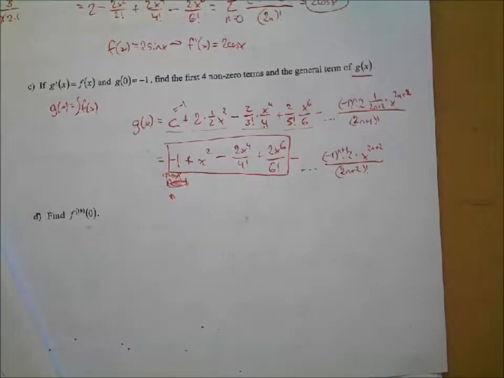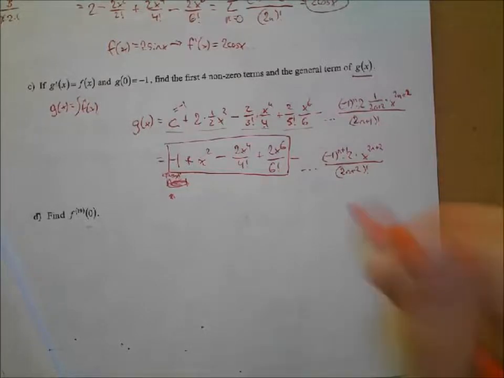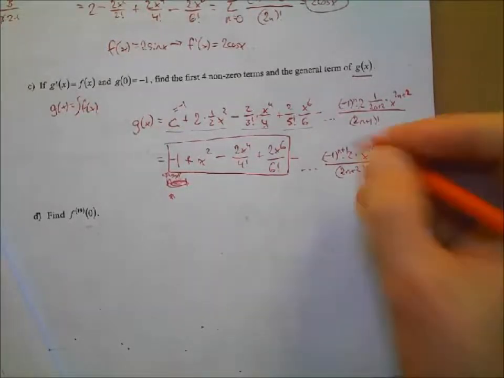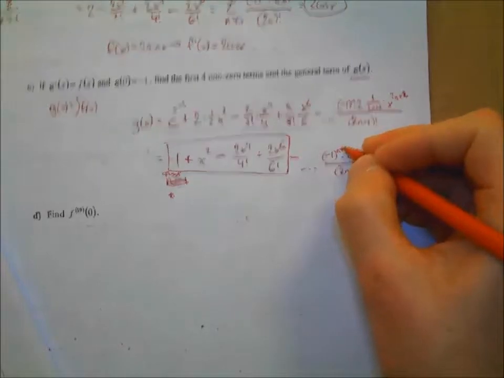I think either way, we're safe here because we just had to find the first four terms, okay? But we also have to find the general term too, g of x, which is supposed to be, I am not sure here.